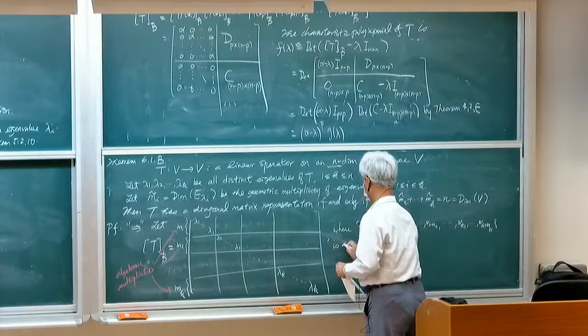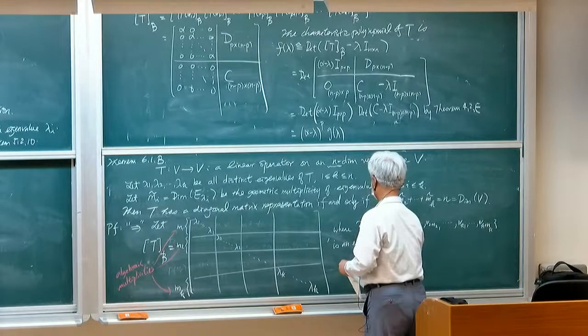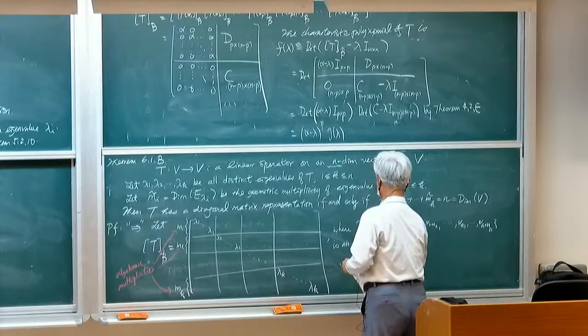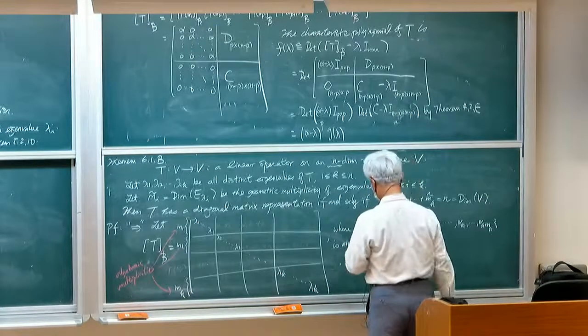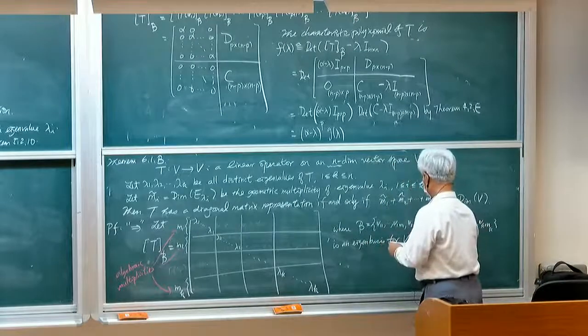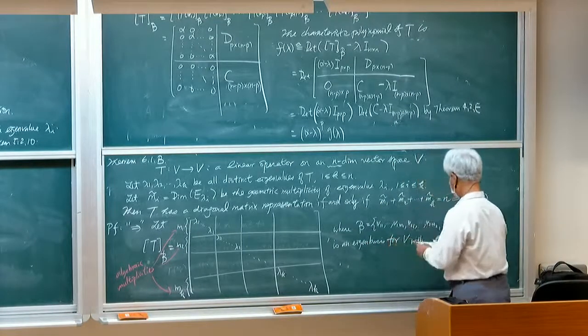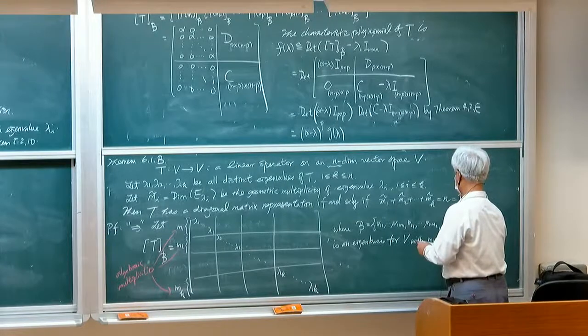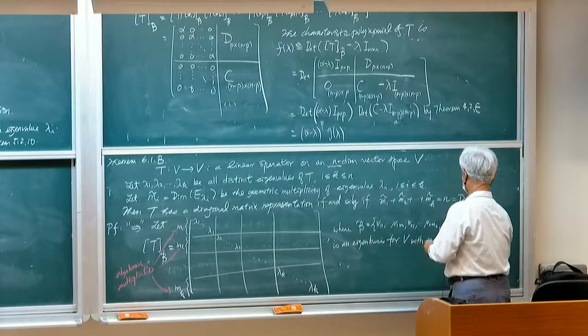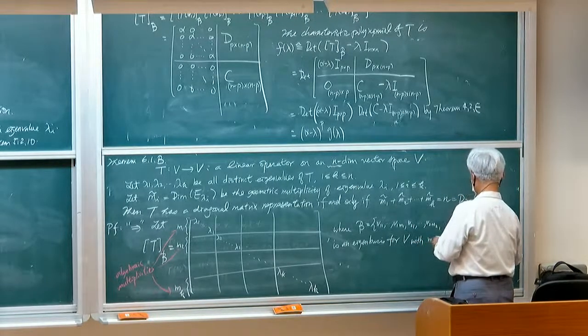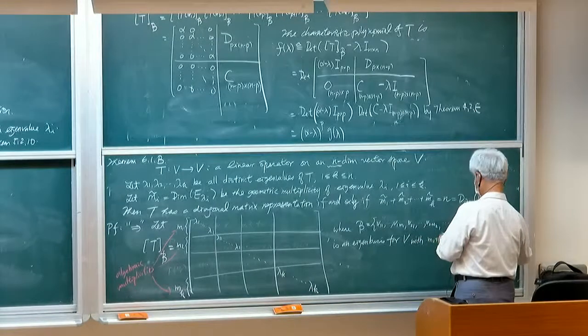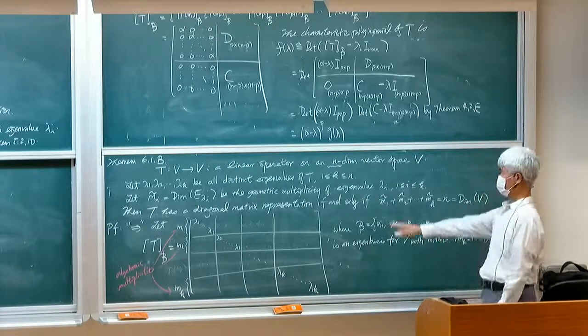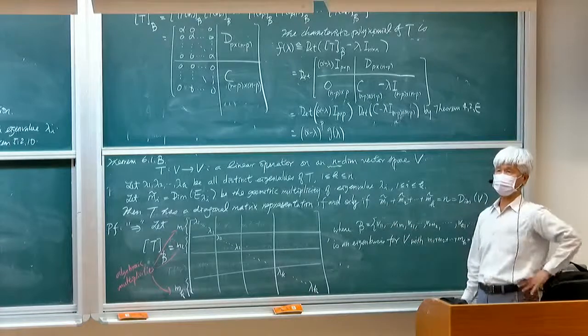This is an eigenbasis for V. And we know that M1 plus M2 plus ... plus Mk equals n, which equals the dimension of V. Right, so this is the data, the given condition.